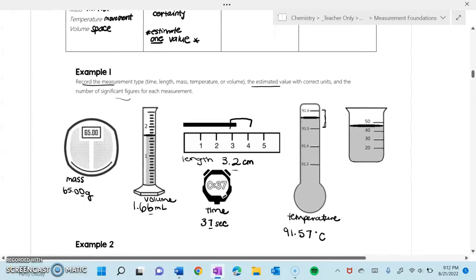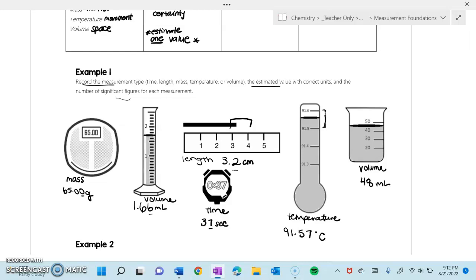And lastly, this beaker. This is measuring volume. We know for sure it's in the 40s. And now we get to estimate. I'm going to say 48 milliliters. Always estimating just one value and reporting everything else you know for sure leading up to that.